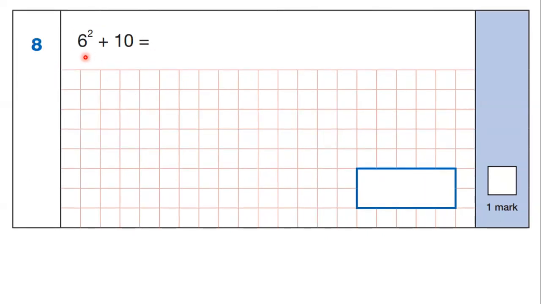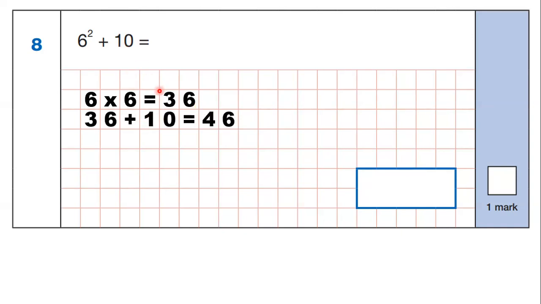Question 8, 6 squared plus 10. So remember, this squared symbol means multiply the number by itself. So 6 squared means 6 times 6, which is 36. Then, if we add 10 to that, we get our answer 46.